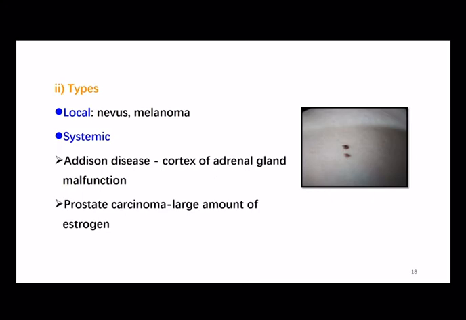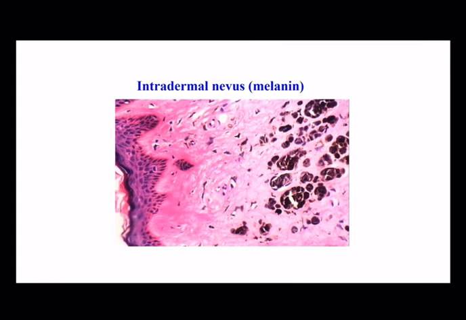Melanin can also be systemic, for example, in Addison disease. The malfunction of adrenal gland cause increased synthesis of melanin. Patient with prostate carcinoma treated by large amount of estrogen also acquired darker skin because of increased synthesis of melanin. This is a picture of intradermal nevus. Here are the melanin.